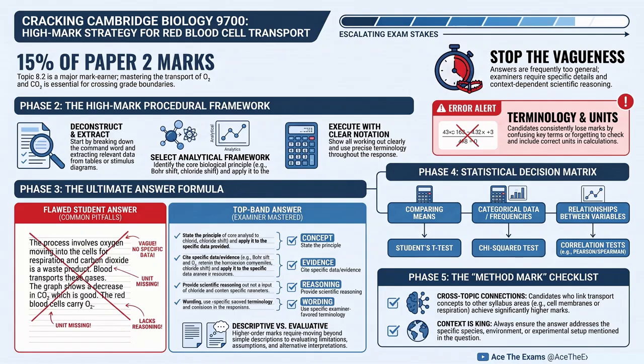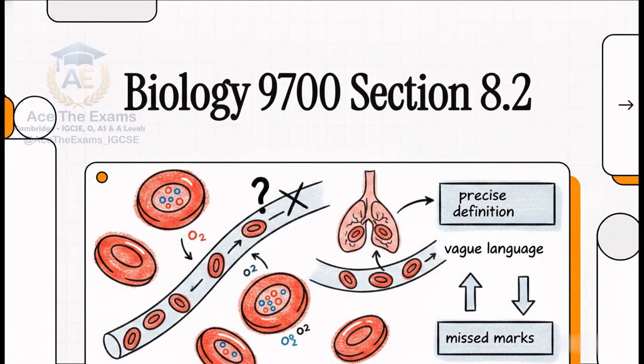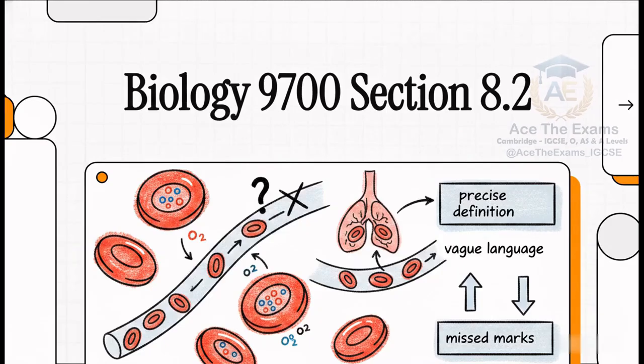All right, let's jump right into this explainer. We're going to start by exposing a tiny, super common mistake with red blood cell gas transport. It's one of those things that literally, instantly costs you crucial exam marks.